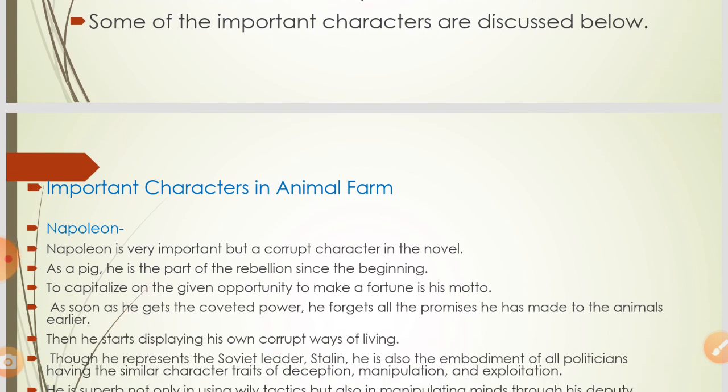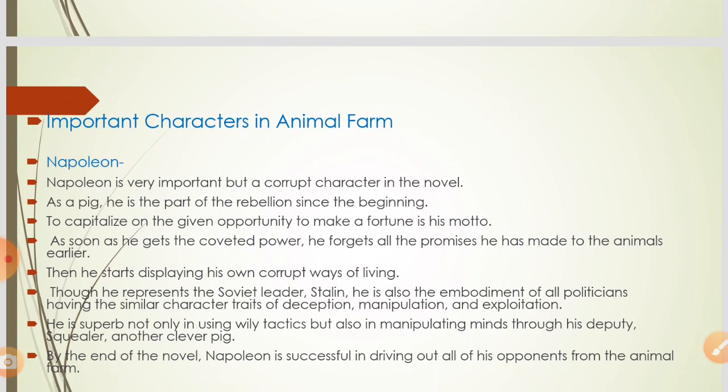They are as follows. First of all, we come to know Napoleon. Napoleon is the topmost hero of the novel. He is very important but a corrupt character in the novel, the most corrupt. As a pig, he is part of the rebellion since the beginning. No doubt the revolution was started under his leadership.